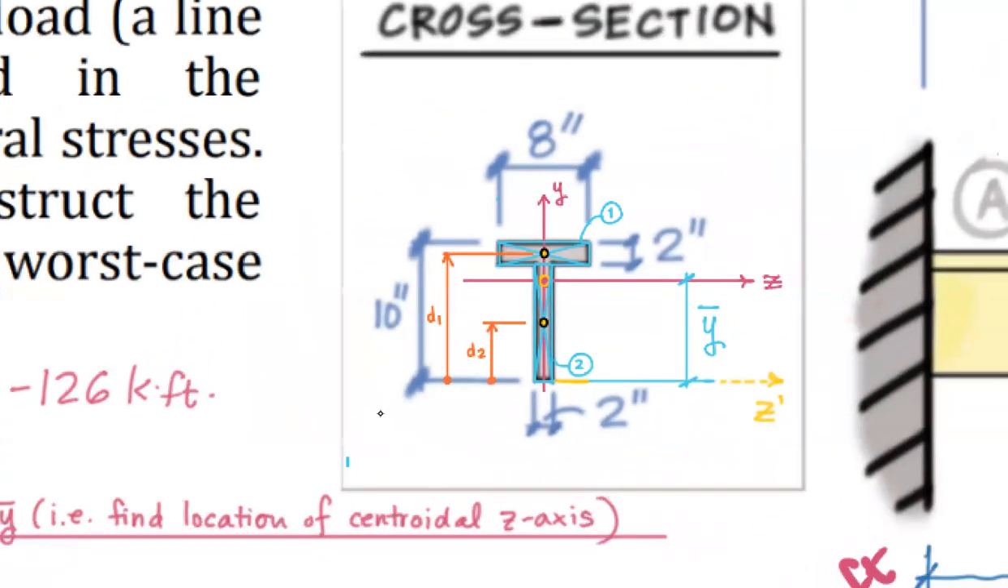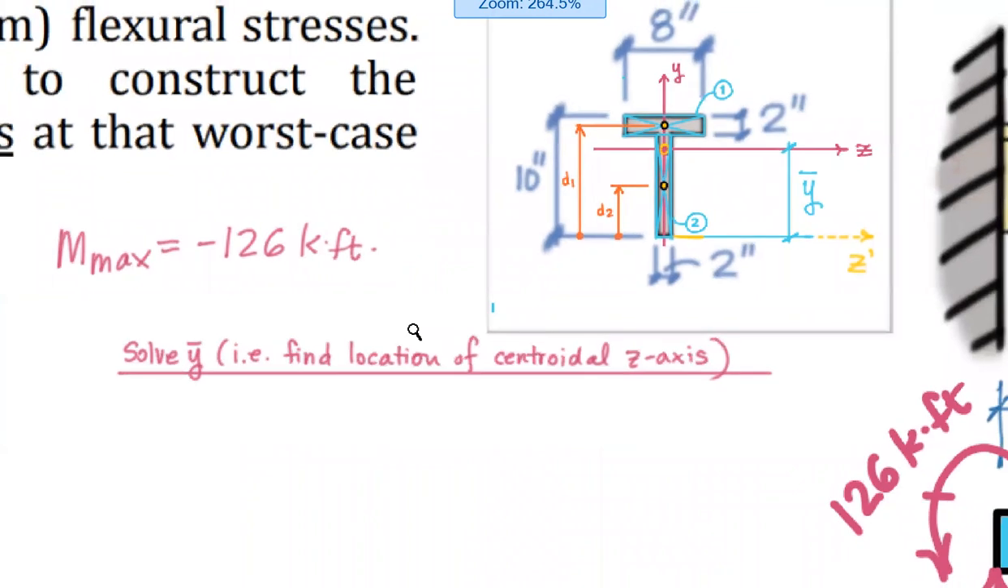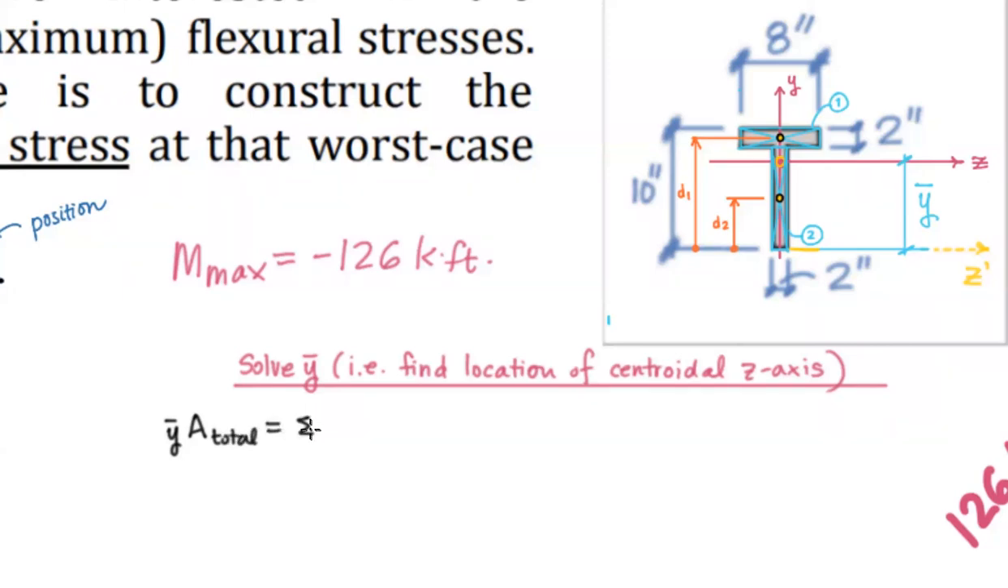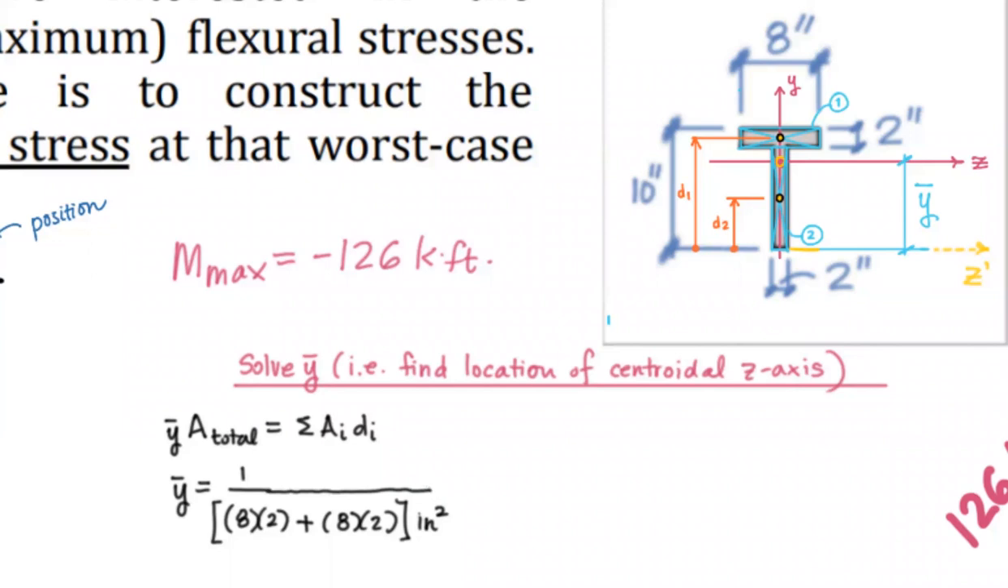So I'm going to zoom out just a touch more, put that over there, and let's do this calculation. Okay, so I want to know that y bar times my total area is equal to the summation of my areas times the distances. Okay, so y bar is equal to 1 over my total area. I'm going to plug in 8 times 2 for the top piece, plus 8 times 2 for the bottom piece. That's in inches squared, of course. That is just an area. Make my numerator get a little bit bigger there.